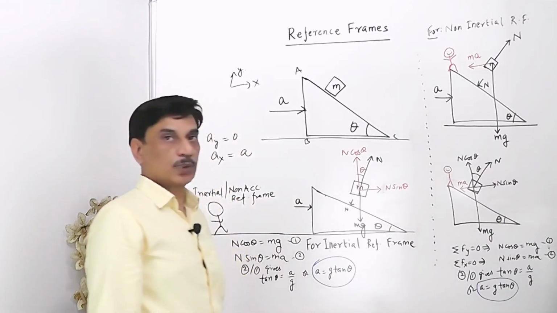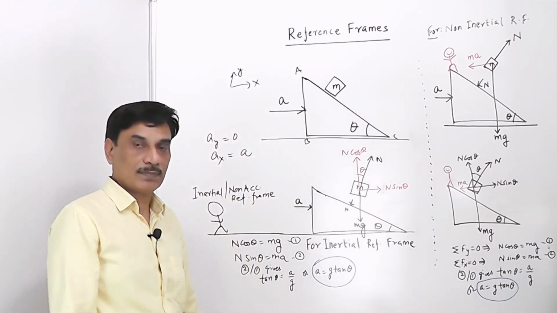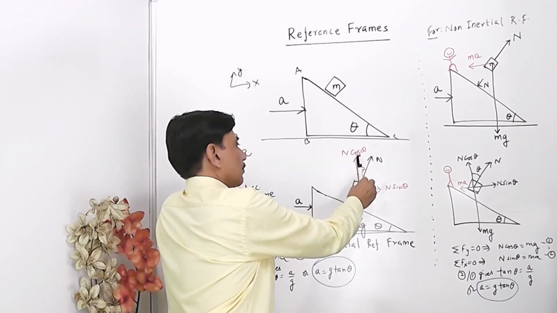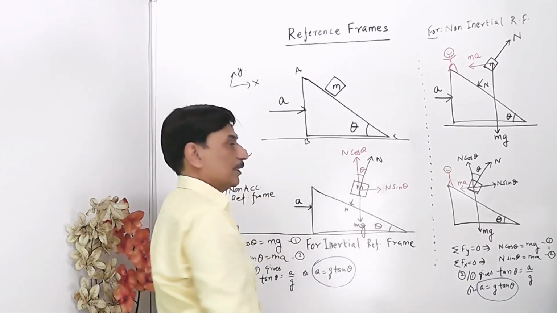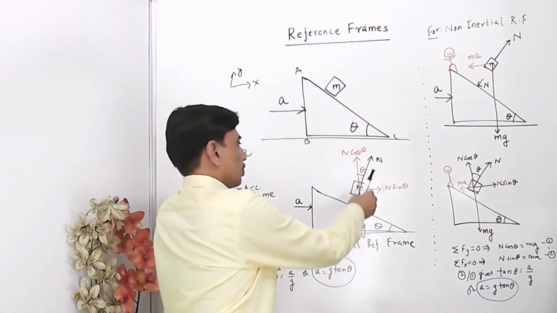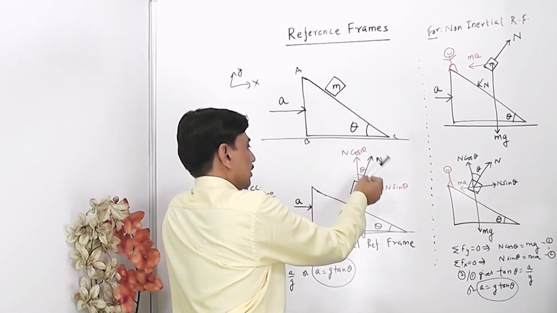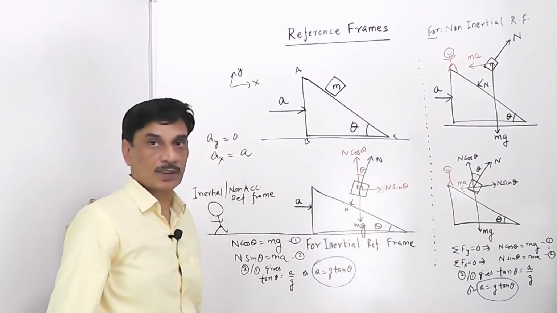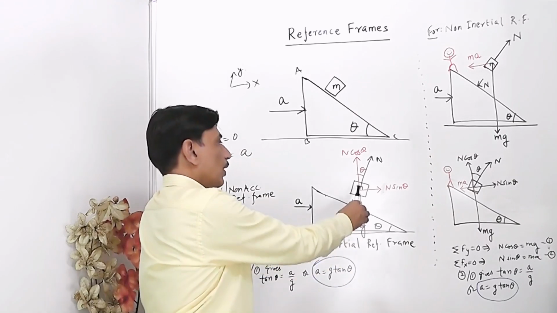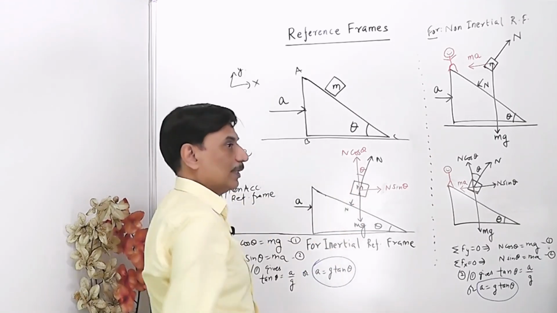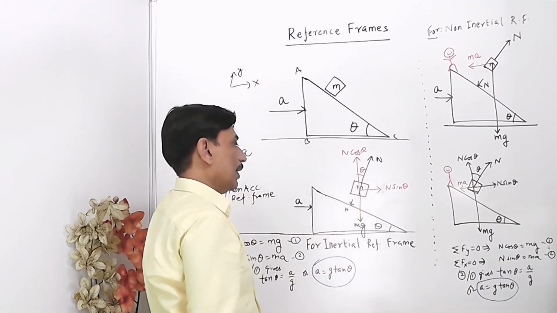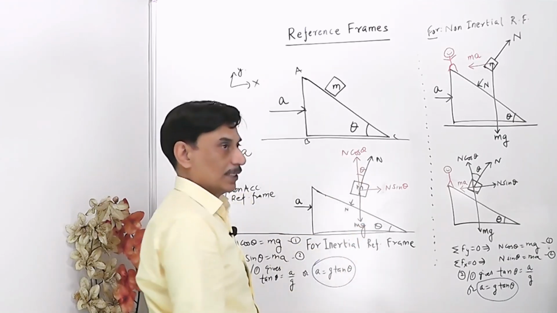We know how to resolve the vectors. We have done it many times in our earlier classes. So this is N, this comes out to be N cos theta, and this comes out to be N sin theta. And mg is acting vertically downwards. So along the y-axis, we have N cos theta in the upward direction and mg in the downward direction.